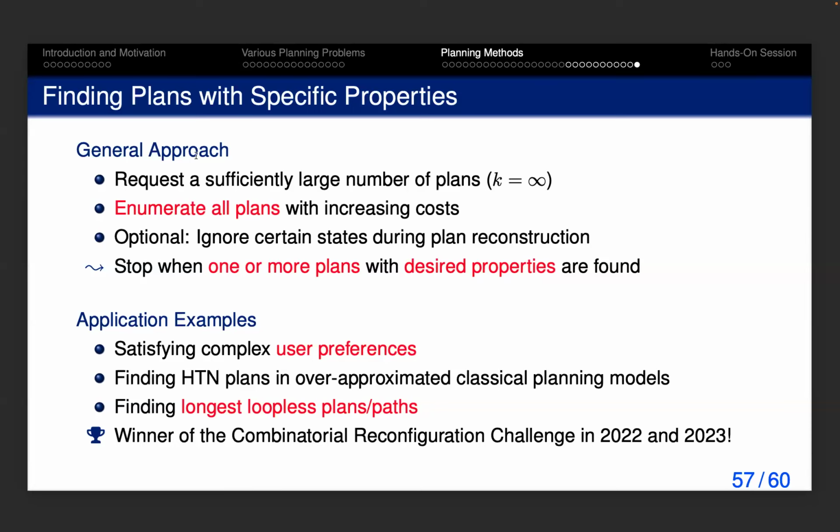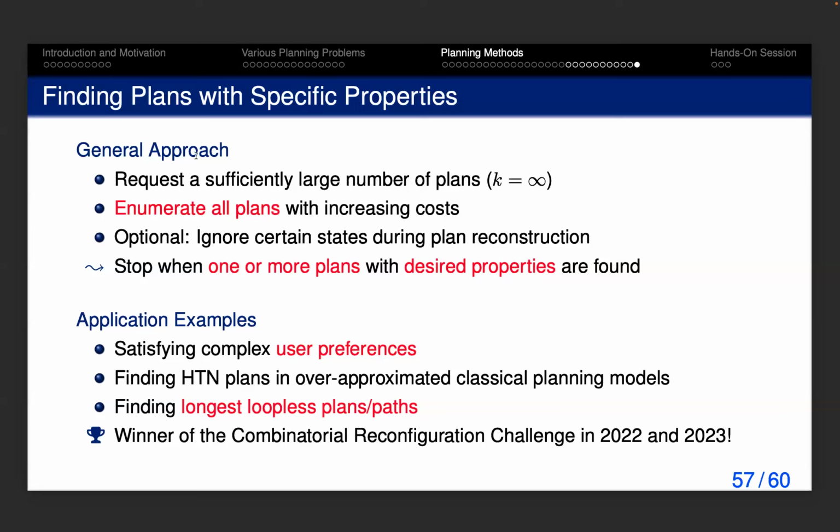Are there any questions to that part, or comments, research ideas? Okay, then I think we can come to the hands-on.